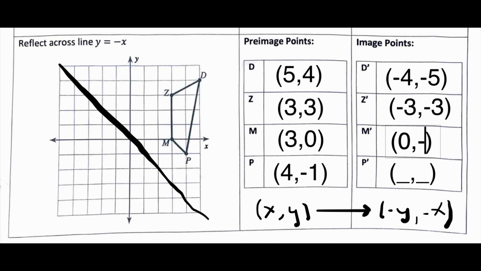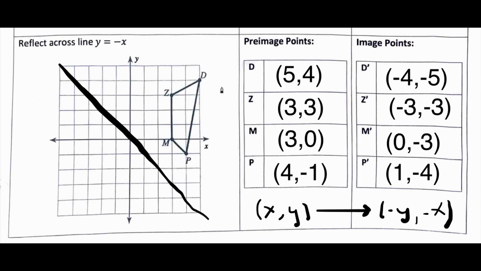And then negative 3. And then P prime is going to become 1. And it's important to pay attention to this because it was initially negative 1. When we're putting that negative sign in front of it, that now cancels out and it is a positive again. So that becomes (1, negative 4). So now that we have our coordinates, we can draw that out.